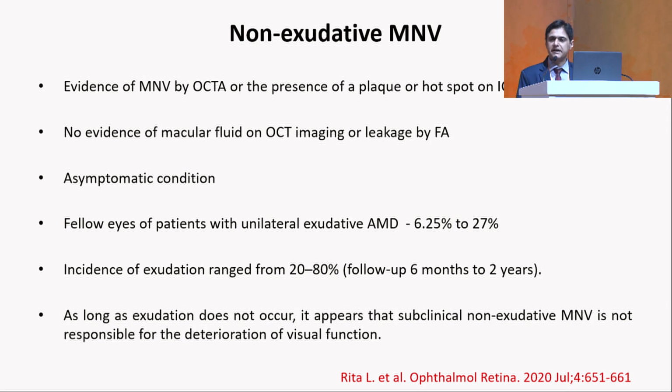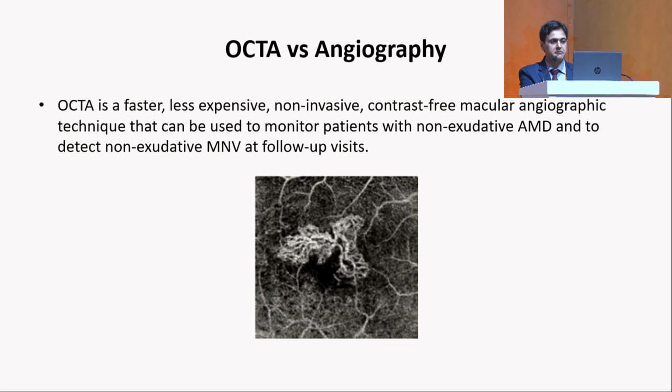OCTA is a very good instrument to follow up these patients and to look at whether the size of the complex is increasing, combined with the OCT to see whether there is any fluid. As long as there is no fluid, there is no need to treat the patient, because these lesions are also protective against geographic atrophy. Once the lesion becomes active, that is an indication for treatment.